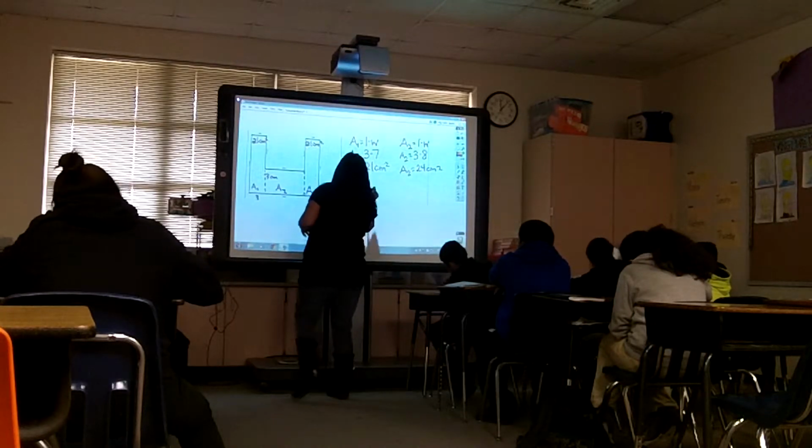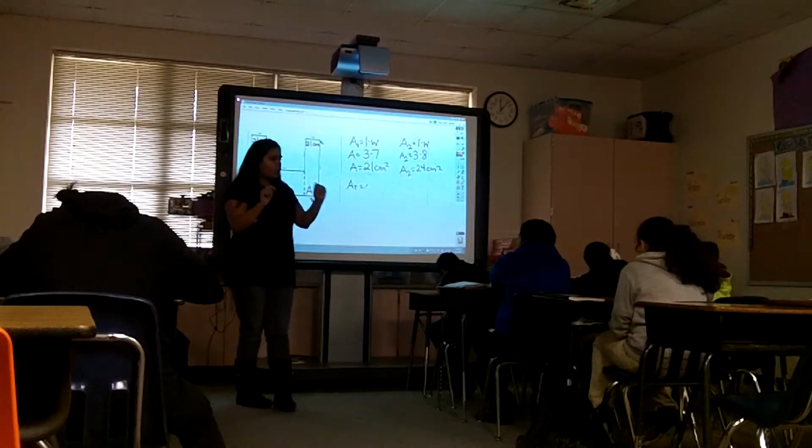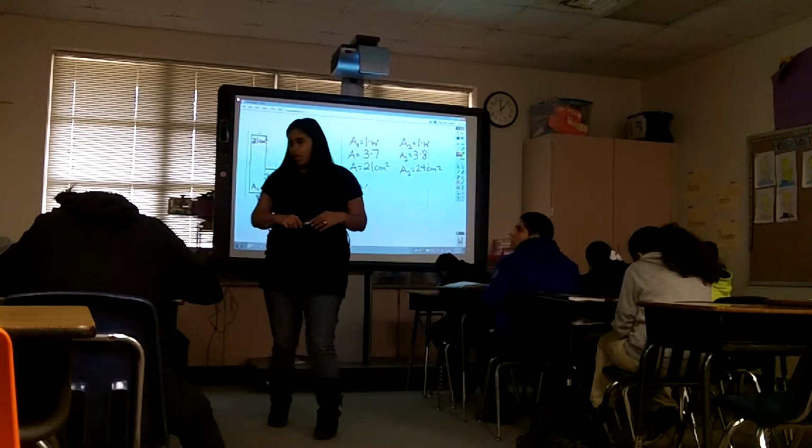Total area. Don't shout out the answer. I want you to figure it out. Try to figure out what you're going to do to figure out the total area of the shape.